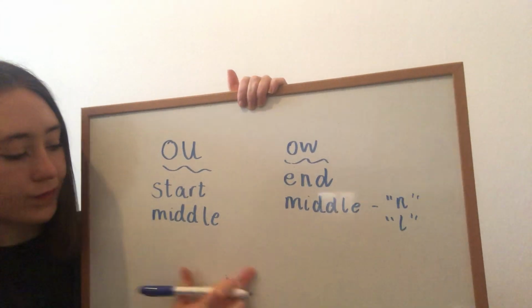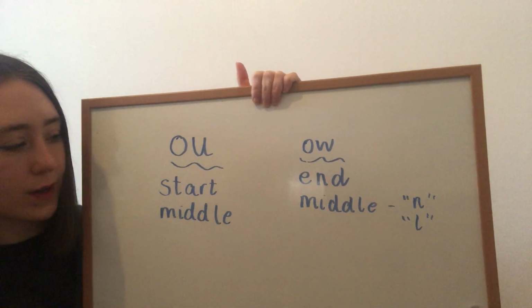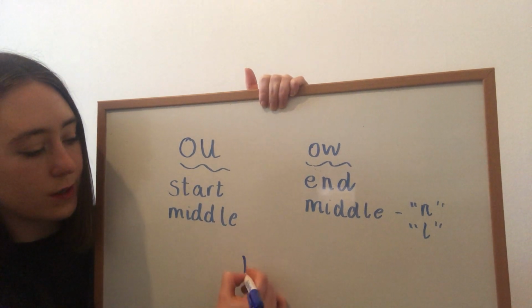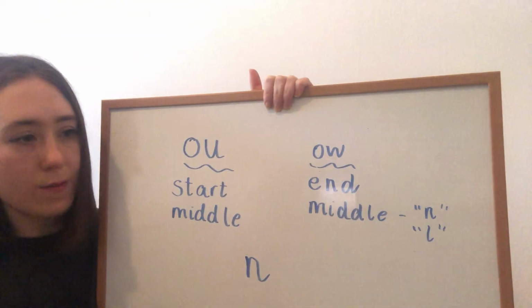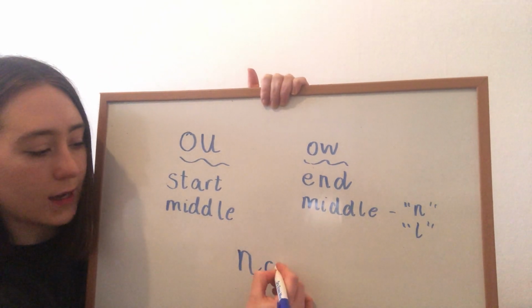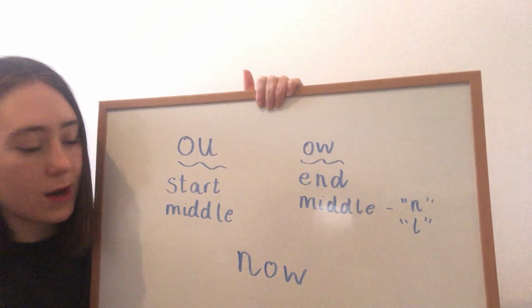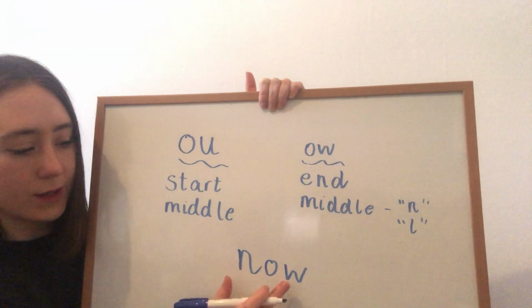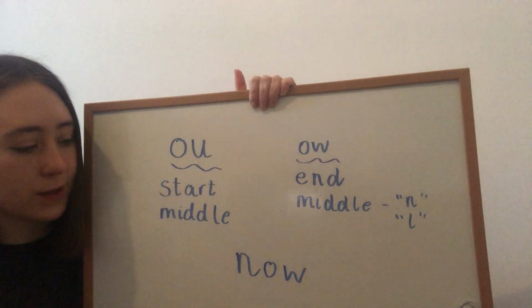Now. The n is starting, but the ow is ending, so it's the ow again, because the ow sound is at the end of the word.